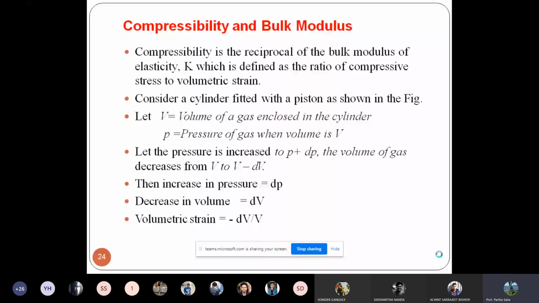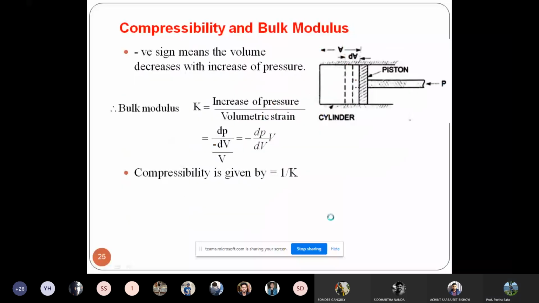That is negative, because the volume decreases and the pressure increases. So the bulk modulus is given by the increase in pressure over the volumetric strain, that is dP divided by minus dV by V. That is called the bulk modulus, and the compressibility is given by 1 over K. So these are some thermodynamic parameters which you may require when you solve some numericals.